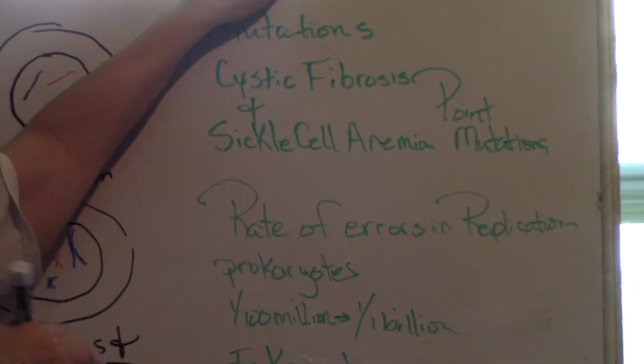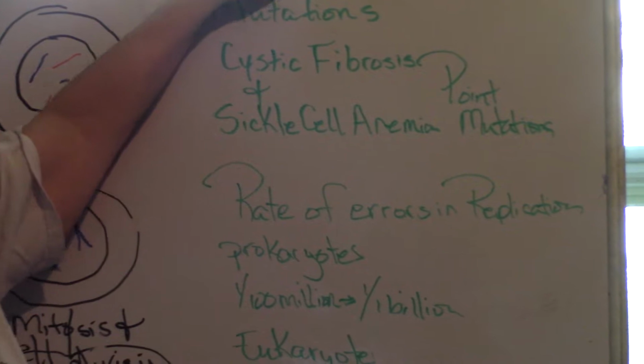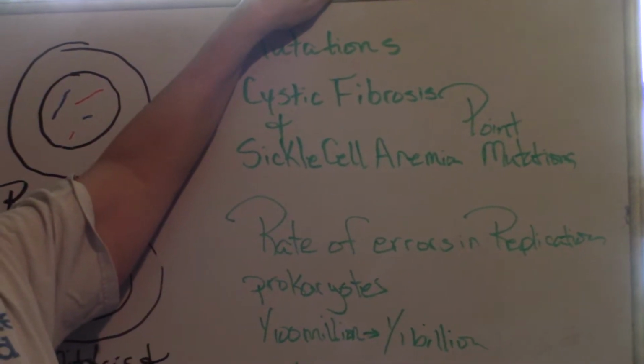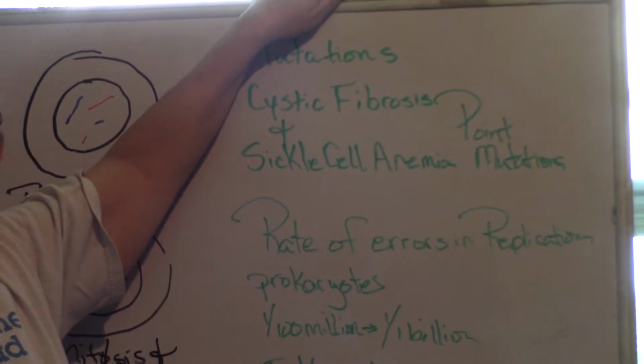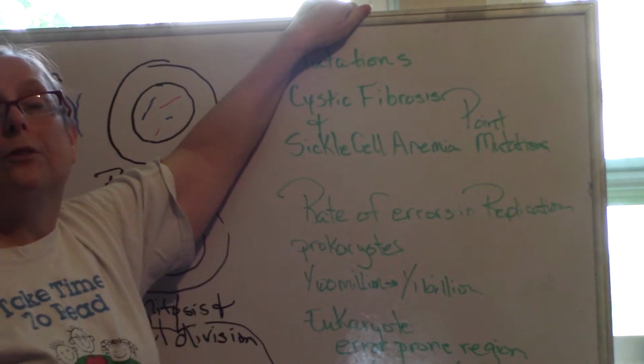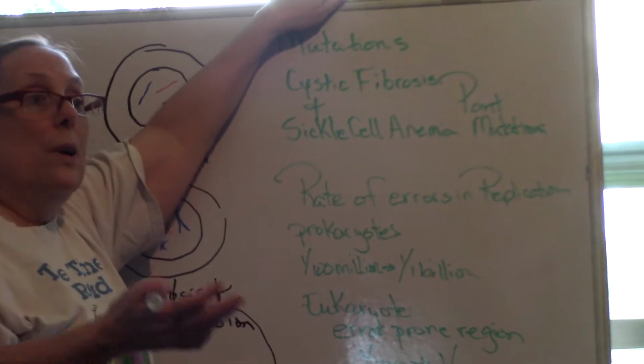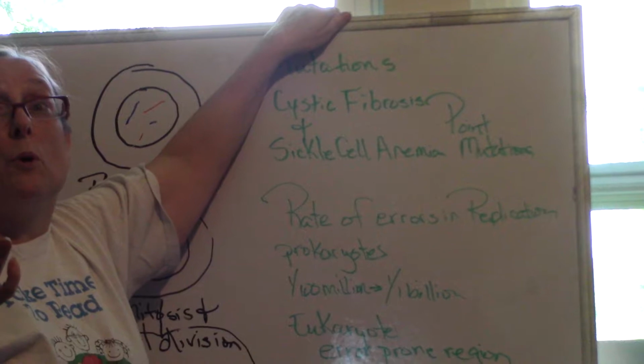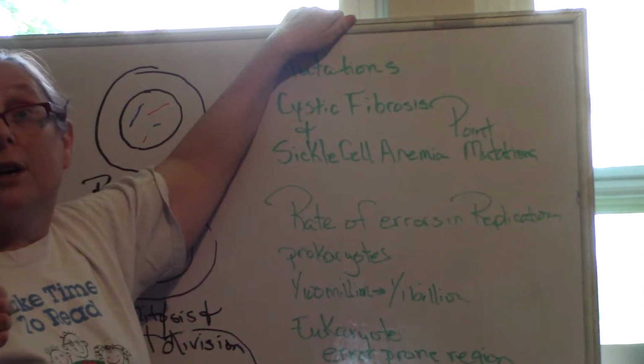So with cystic fibrosis, cystic fibrosis is caused by an inability to transport chloride properly into and out of cells. So the gene is for a chloride transport protein that's part of the cell membrane.